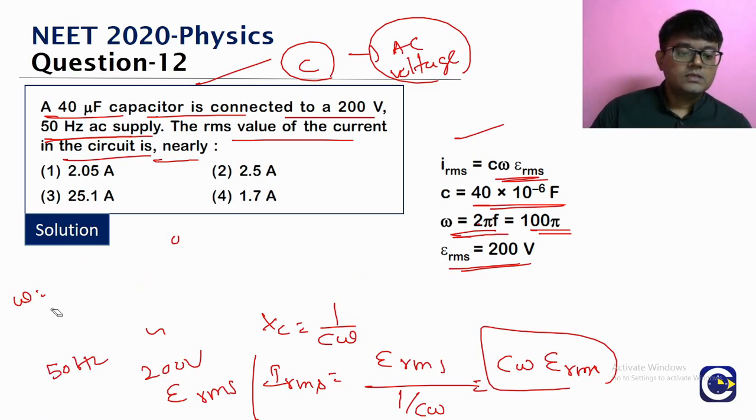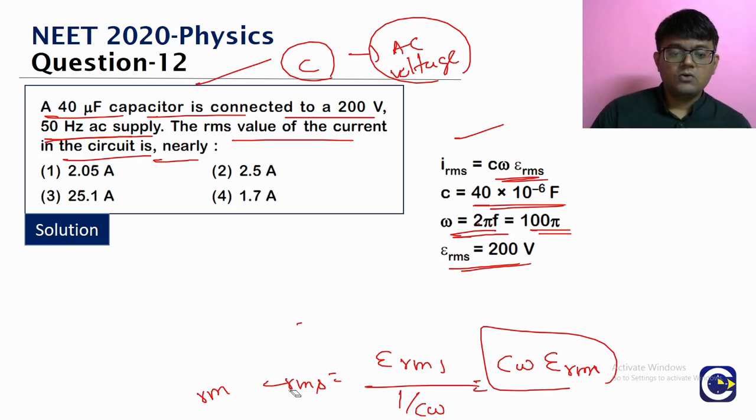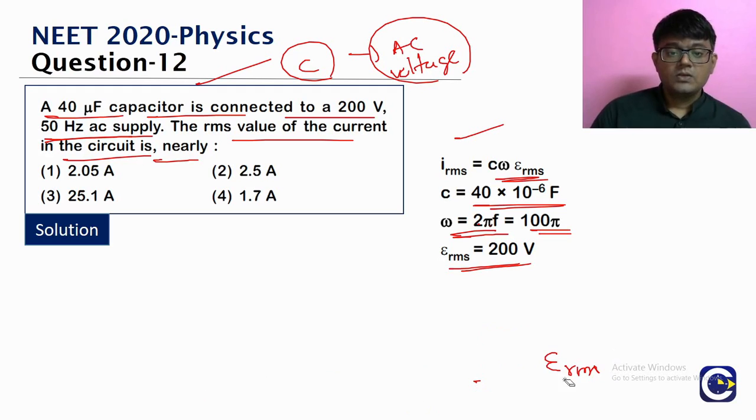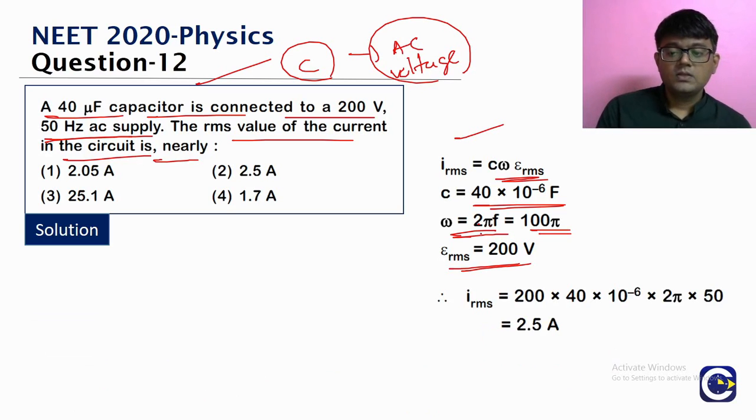So C is what? 40 into 10 power minus 6. Then omega is what? 100 pi. Everything is in the SI system of units. Okay. And ERMS is what? 200 volt. So substituting, what are we going to get? 200 is the ERMS value. Capacitance is 40 into 10 power minus 6, into 100 pi, or 2 pi into 50. So if you simplify it, we are going to get the value approximately 2.5 amperes.